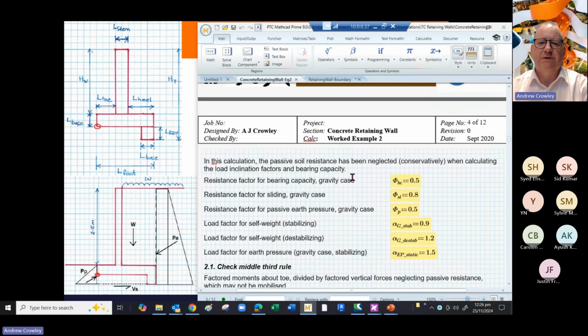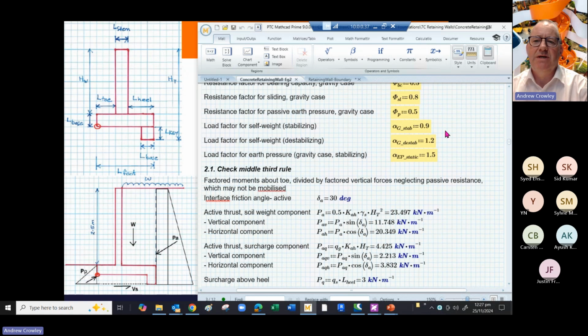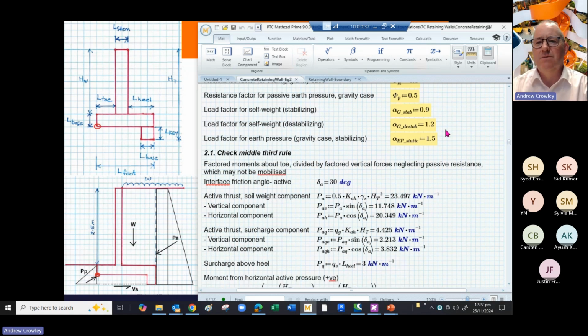So here are our strength reduction factors, or resistance factors, that we'll be looking at. When we're looking at bearing in the gravity case, we've taken this from the NZBC VM4, and we're looking at a resistance factor of 0.5. Against sliding, we can use 0.8. For passive pressures, we can use 0.5. Where we're stabilizing, we apply a 0.9 factor. Where it's destabilizing, we apply a 1.2 factor.